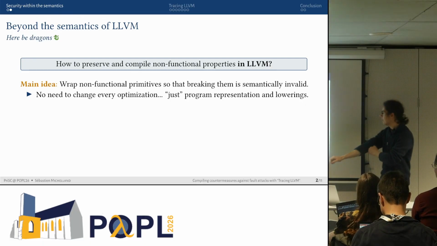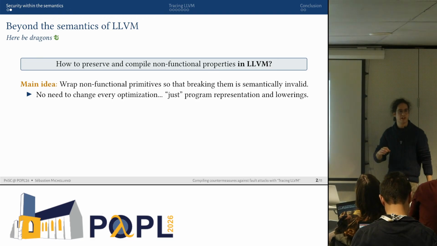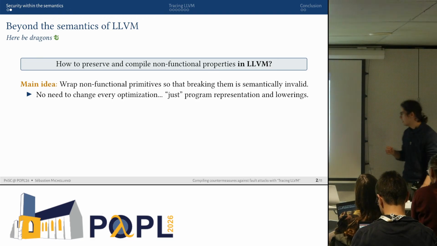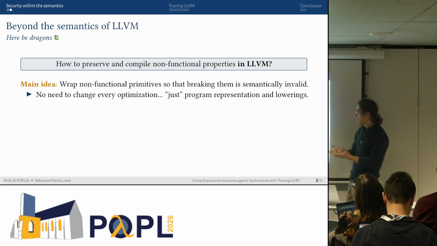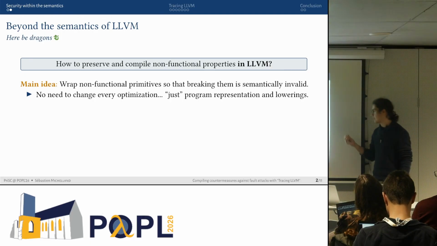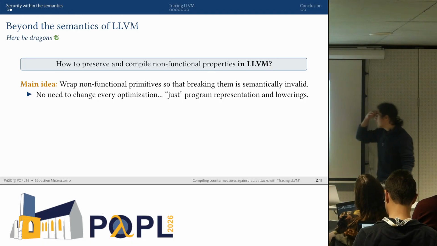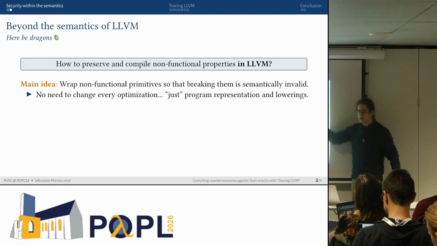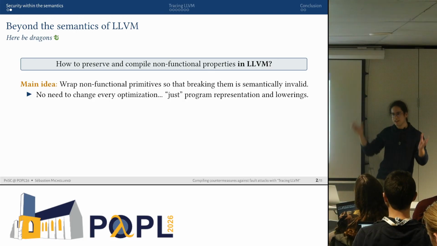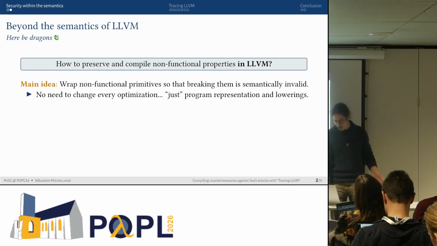And the idea behind this is that this avoids us having to change every single optimization to make sure that it respects our new security contract. Instead, this sort of wrapping will let us focus on the program's representation and the lower rings, which is more viable to work with. Now, I mentioned LLVM, right? I'm not looking for the cleanest, most elegant theory here. I'm looking for the most executable result.